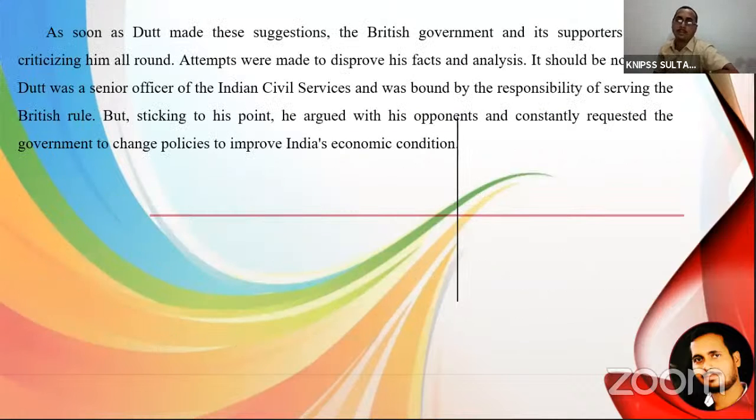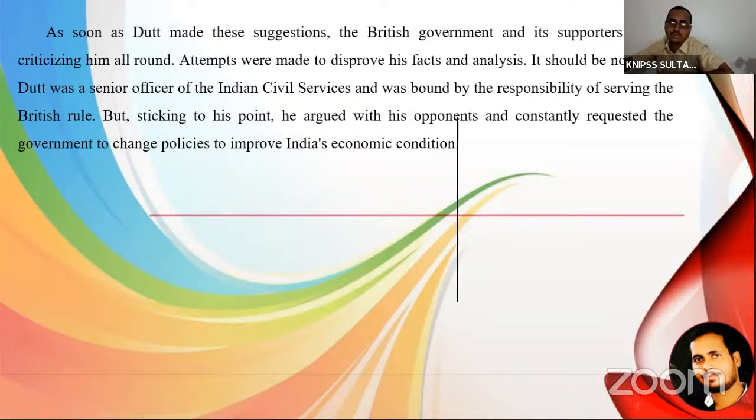Students, as soon as Datta made these suggestions for the administration of India by the Britishers, the British government and its supporters started criticizing him all round. We know that in that period there were two kinds of writers: first, the nationalist writers, and second, the Marxian writers. R.C. Datta belonged to the group of nationalist writers, and the English writers were in favor of the Britishers. The opposing writers opposed R.C. Datta, and attempts were made to disprove his facts and analysis.